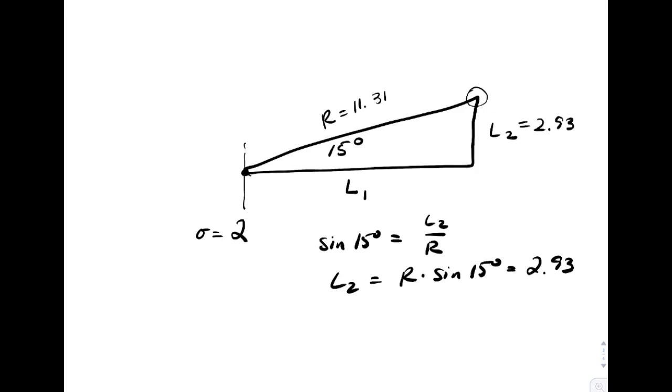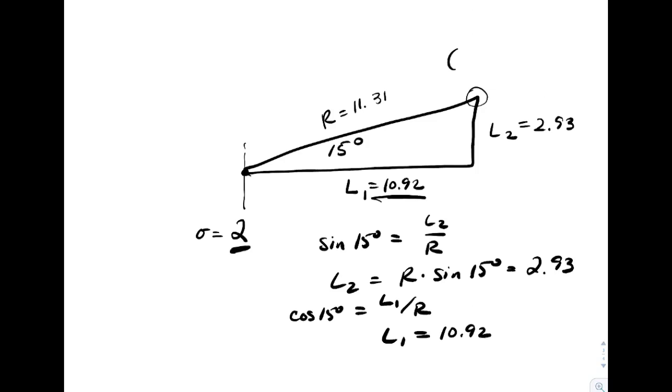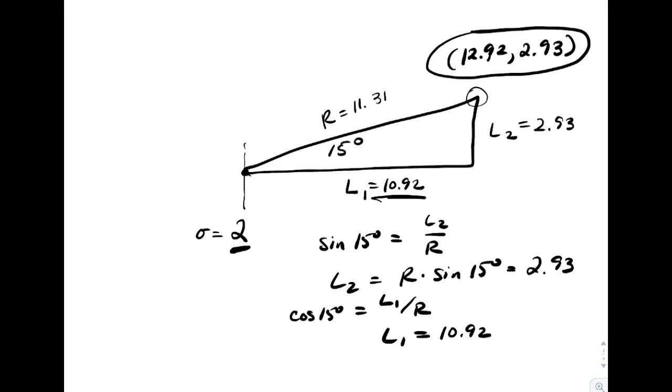Let's write it right there. Similarly, you can use a cosine. The cosine of 15 degrees is L1 over R, which gives us L1 equal to 10.92. So I know the coordinates of this point now. In the x direction, it's going to be 2 plus 10.92, which is 12.92. And in the shear stress direction, it's going to be 2.93. So I'm going to draw my rotated stress state, and that is going to be the state of stress on the x face.